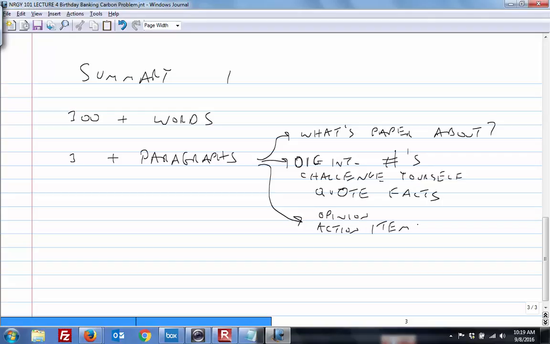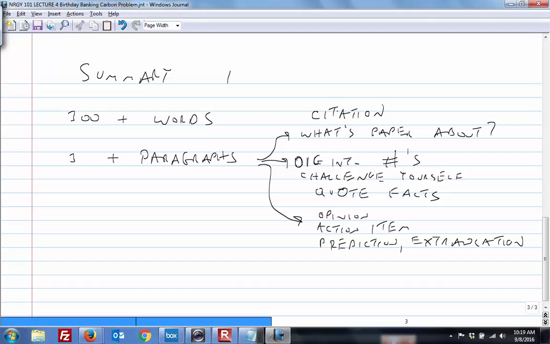Maybe prediction. Prediction, sure, exactly. What direction is this technology moving? Prediction, extrapolation, et cetera. So those are kind of your 3 paragraphs. And number 1, first paragraph: not only what's the paper about, who wrote it, but also cite your source.